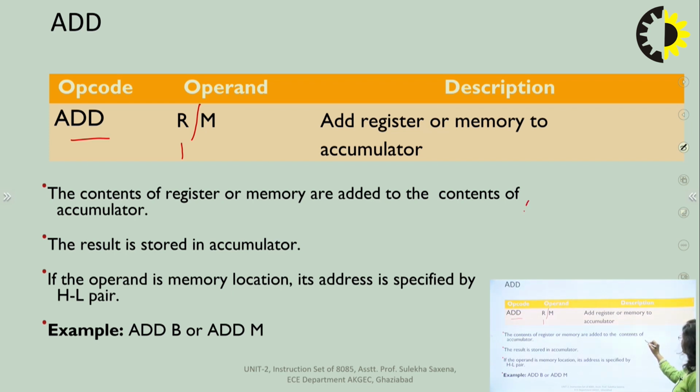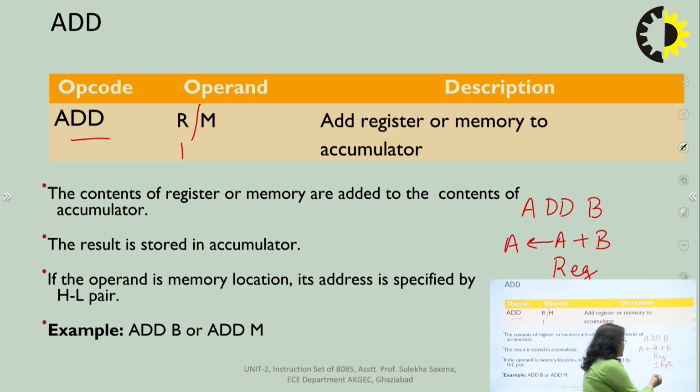For example, if we talk about ADD B, then the instruction will add the content of accumulator plus B register and store the result in accumulator. Since both the operands are in registers, this instruction is of register addressing mode. And since no data or address is specified, the size of instruction will be 1 byte only. The machine cycle will be only one, that is opcode fetch, and will be of 4 T states. So, this is the overall detail of this instruction.